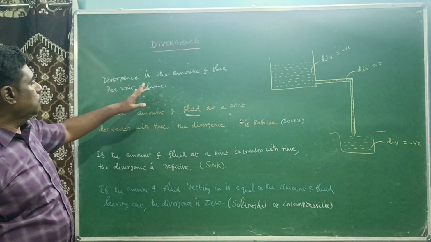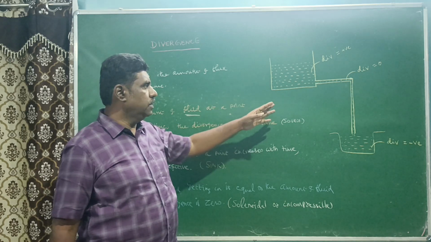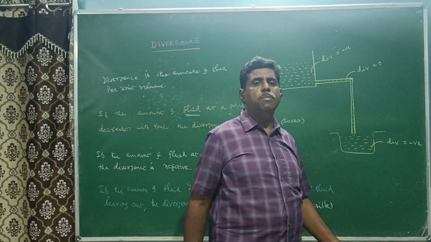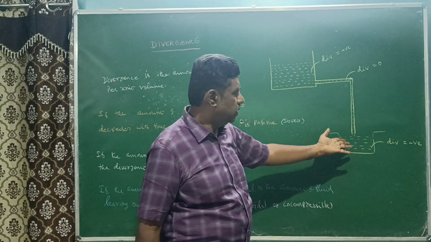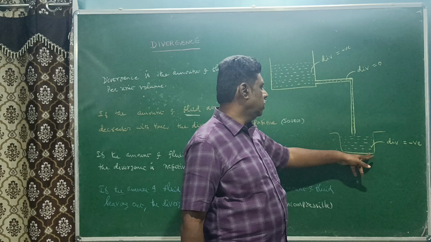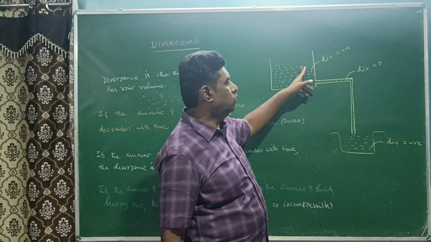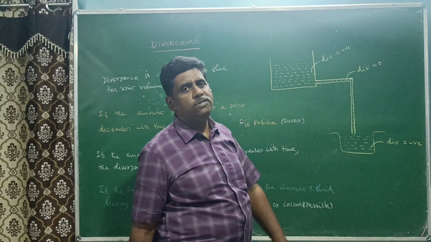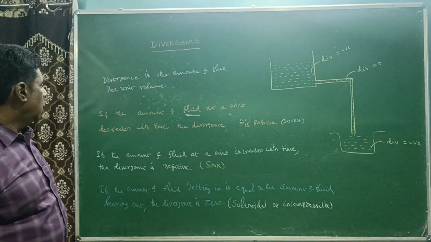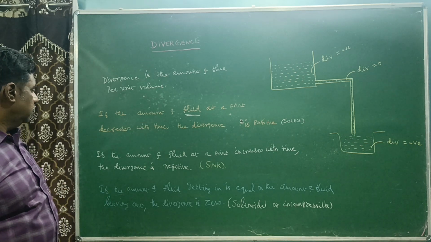But as far as the source is concerned, the amount of water is gradually decreasing. As far as the sink is concerned, the amount of water is increasing. Here the convergence is taking place. So the divergence is negative at the sink, positive at the source, but zero while the water is flowing through the pipeline. In this way, we should realize the concept of divergence.